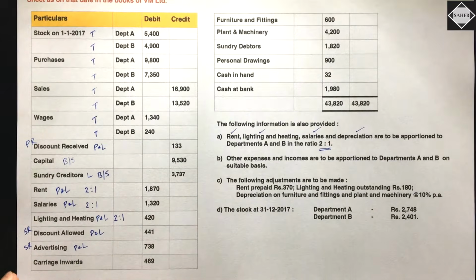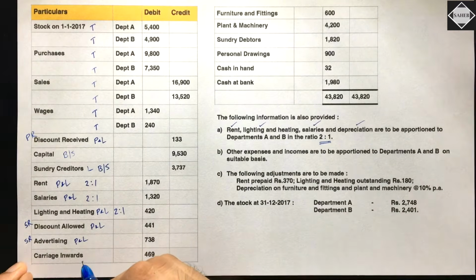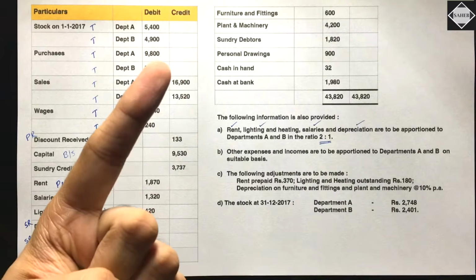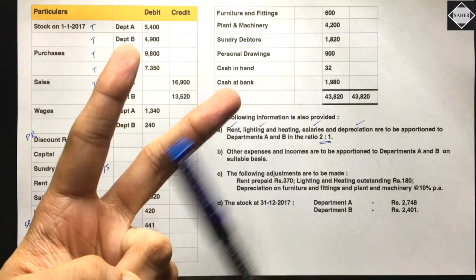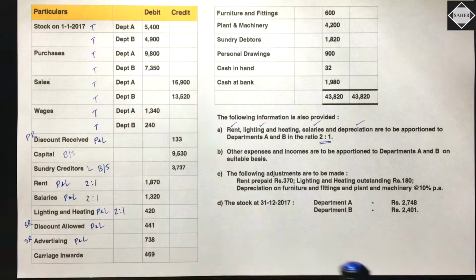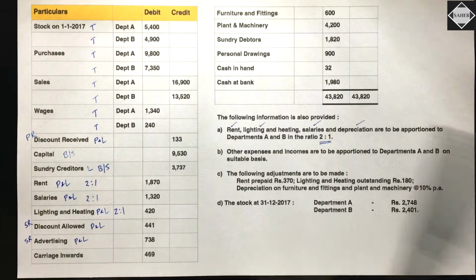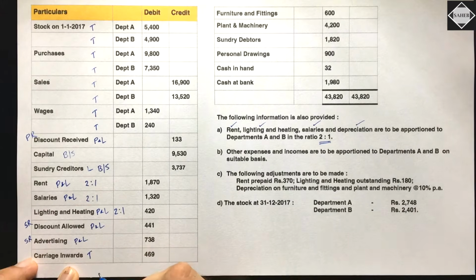Simple. Then we have carriage inwards. Now carriage inwards is what? It is a direct expense. What do you mean by direct expense? Any expense that you incur on purchase of goods or on factory related, manufacturing, production, whatever that is related with that, all that is direct expense. What will happen of this? This will go in trading account, not in profit and loss. So carriage inwards will go in trading account.